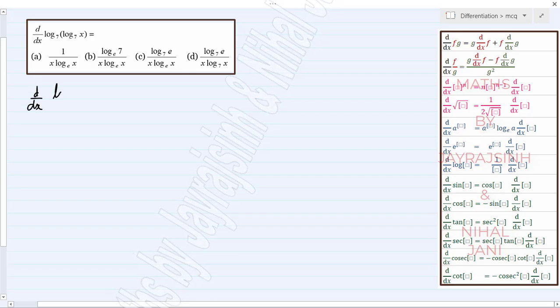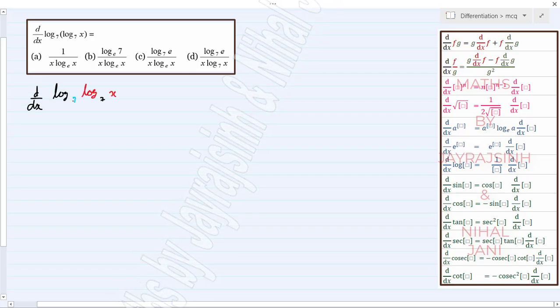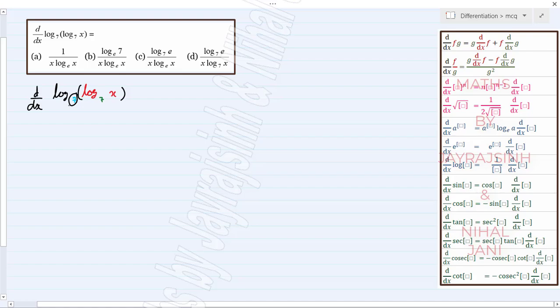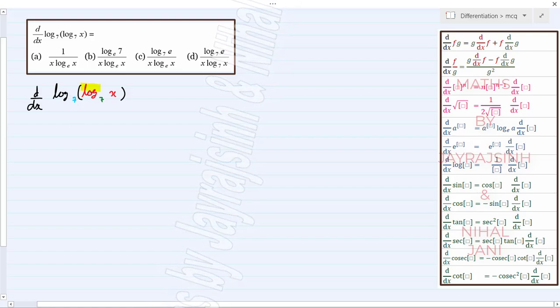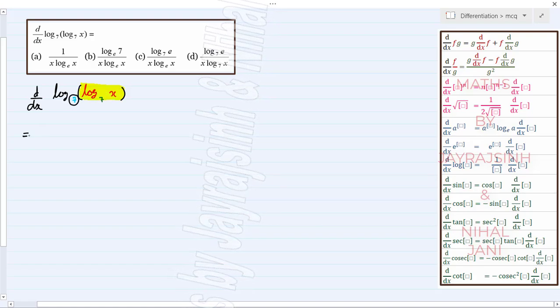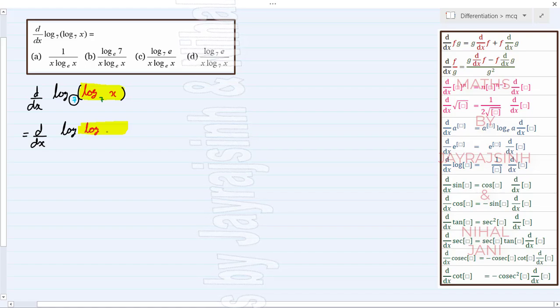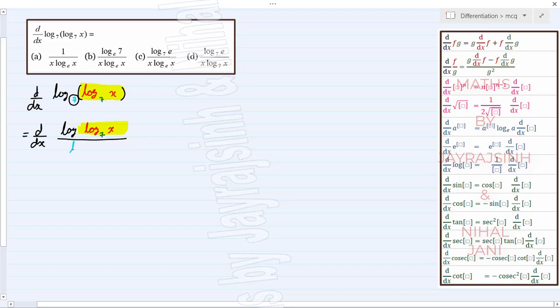In this question, we have to find differentiation of this function. Here, the outermost function is log and having 7 as the base. So let's consider the whole bracket within the box. To remove this base 7, we have to apply the change of base property. So we will get log of box, which is log of x base 7, whole divided by log 7.